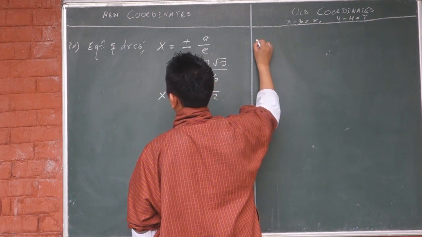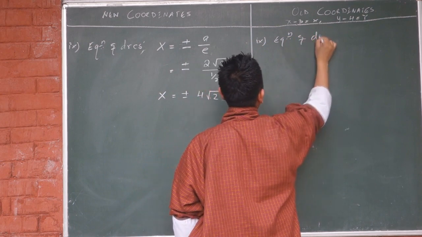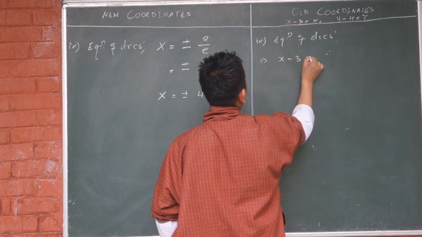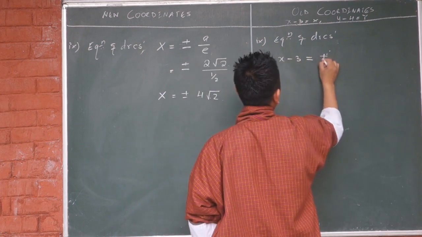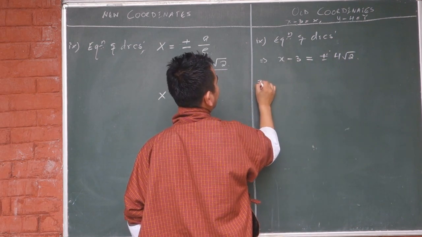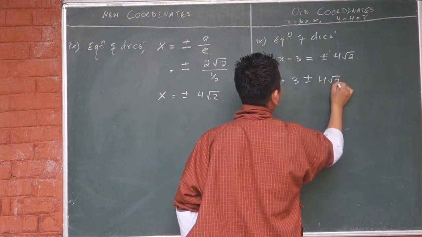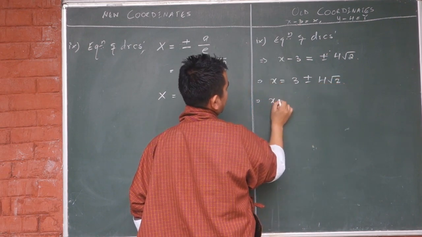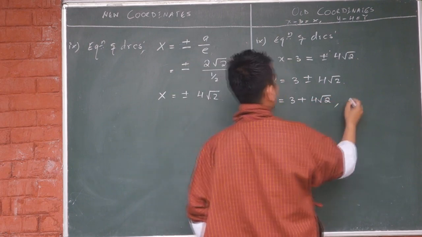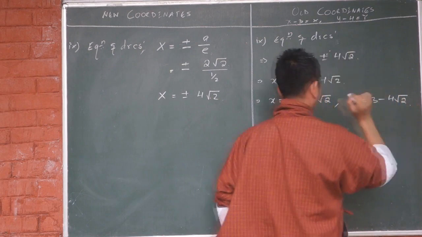So therefore, this side we have the equation of directrices. Substitute here: x minus 3 is equal to capital X value, plus or minus 4 root 2. Or you can write x is equal to 3 plus or minus 4 root 2. That is, x is equal to 3 plus 4 root 2, and another one is x is equal to 3 minus 4 root 2.